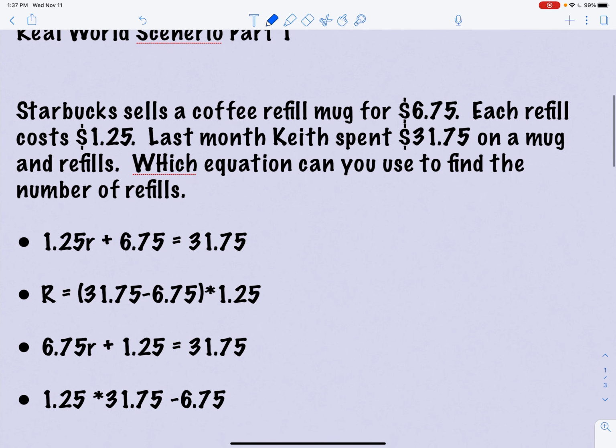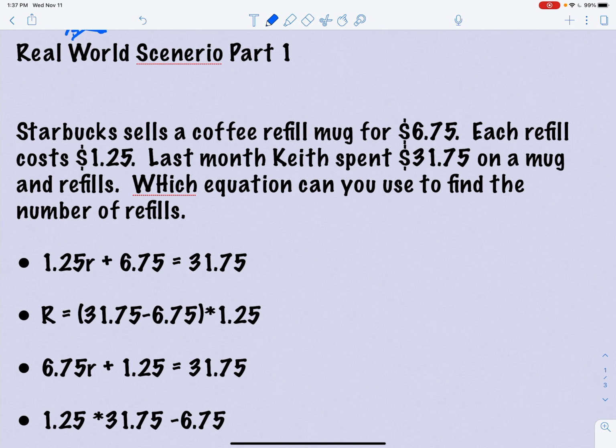All right, we have a real world scenario and we have to figure out which equation fits. So Starbucks sells a coffee refill mug for $6.75. So I pay for the mug for $6.75. Each refill costs $1.25. Last month, Keith spent $31.75 on a mug and refills. Which equation can you use to find the number of refills?